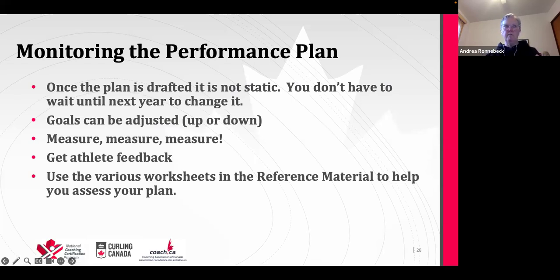That's not part of what you will be evaluated on. That's not part of the matrix, but it's helpful to your yearly training plan.